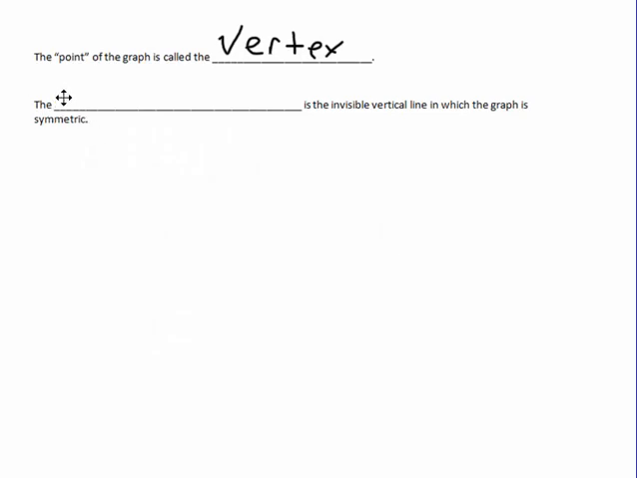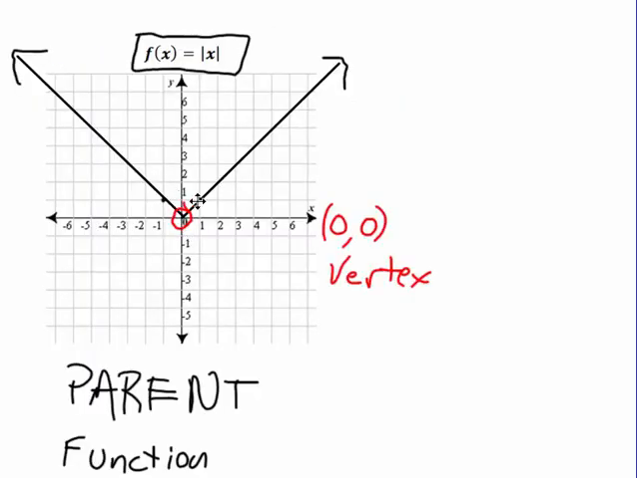So then we have the axis of symmetry. The axis of symmetry is the invisible vertical line in which the graph is symmetric. So if I were to fold this graph in half, where would I fold it in half? I would fold it in half along the y-axis. So currently the y-axis is my axis of symmetry. If I were to take this left side and fold it over onto the right side, I would have the same exact line. So this is called the axis of symmetry.